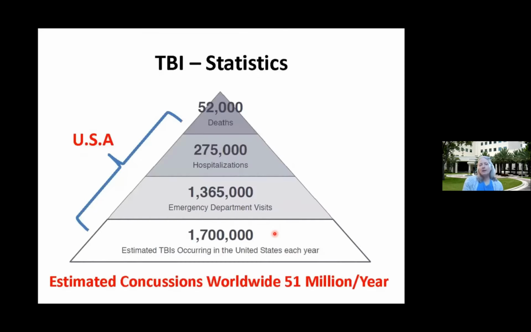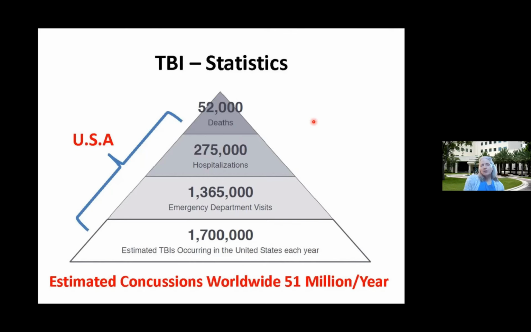So what about concussion, mild TBI? I showed you some of the repetitive concussion work we've done with glucose metabolism, but estimated concussions worldwide are 51 million a year. So a lot of concussions. Some of these individuals don't make it to the ER. They just wait it out. But there are a lot more concussions as opposed to moderate and severe trauma.